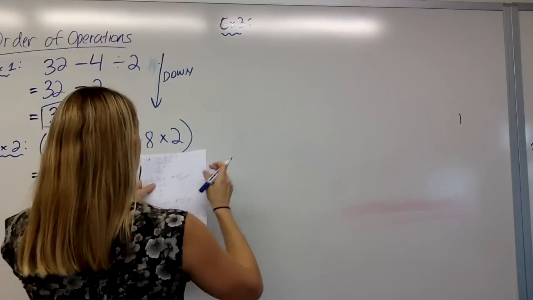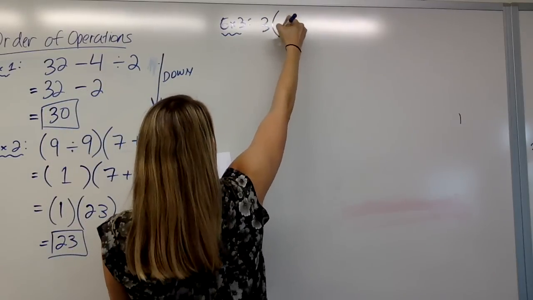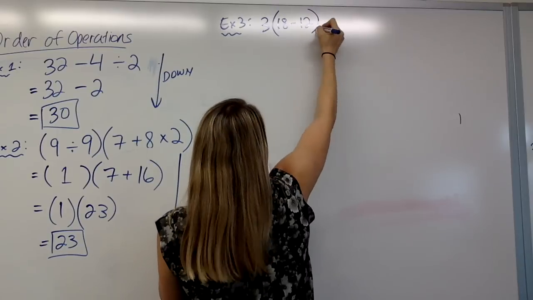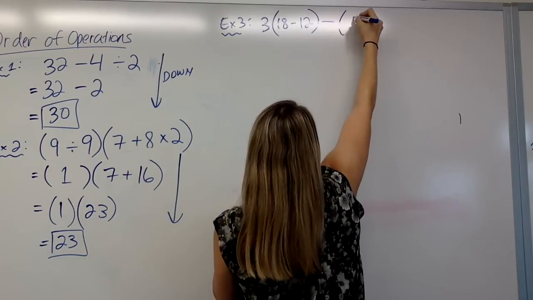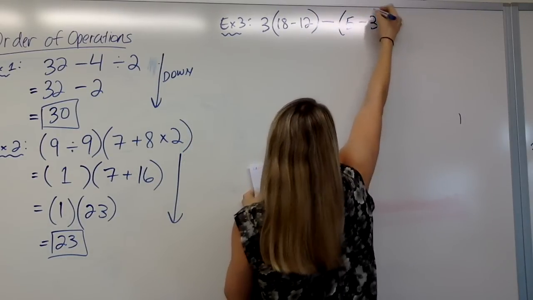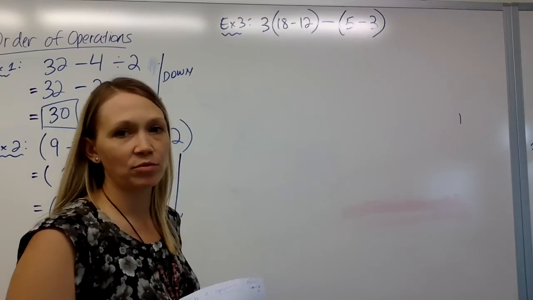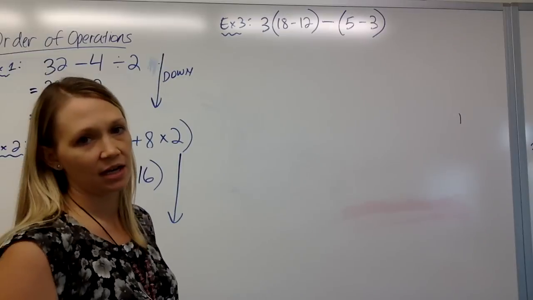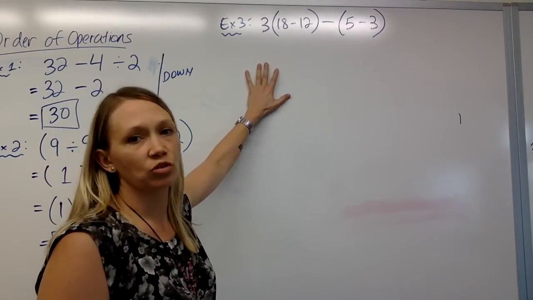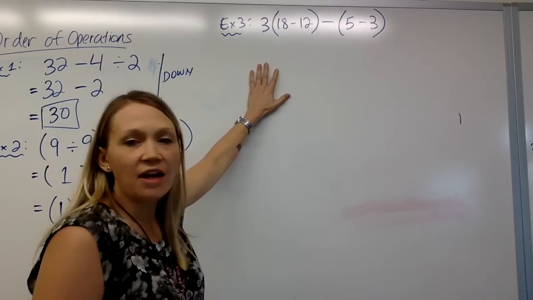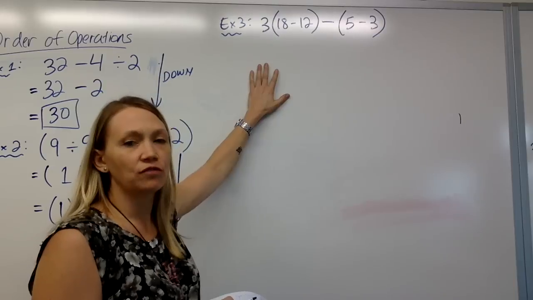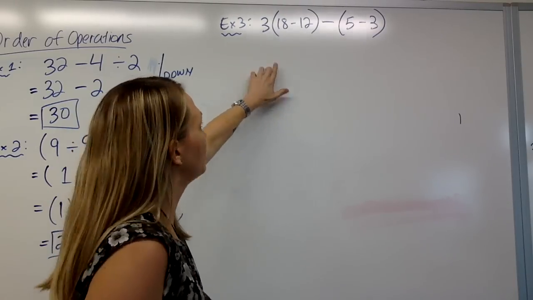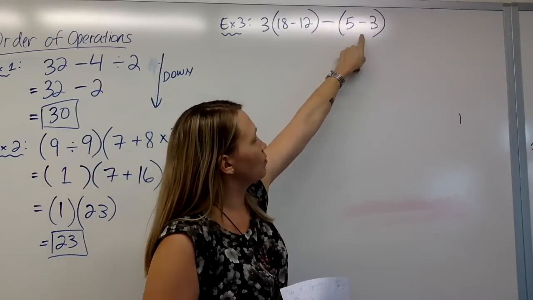Okay, example 3. Copy this down. We have 3 parentheses, 18 minus 12, close parentheses, minus 5 minus 3. Cool. The last couple problems, you probably start freaking out a little bit because there's a lot of parentheses and a lot of steps going on. Don't get overwhelmed when you look at this. Lots of parentheses are not your enemy. They're just telling you what to do first. So let's look at these parentheses. That's what we have to start with. I have a parentheses here and I have a parentheses here.